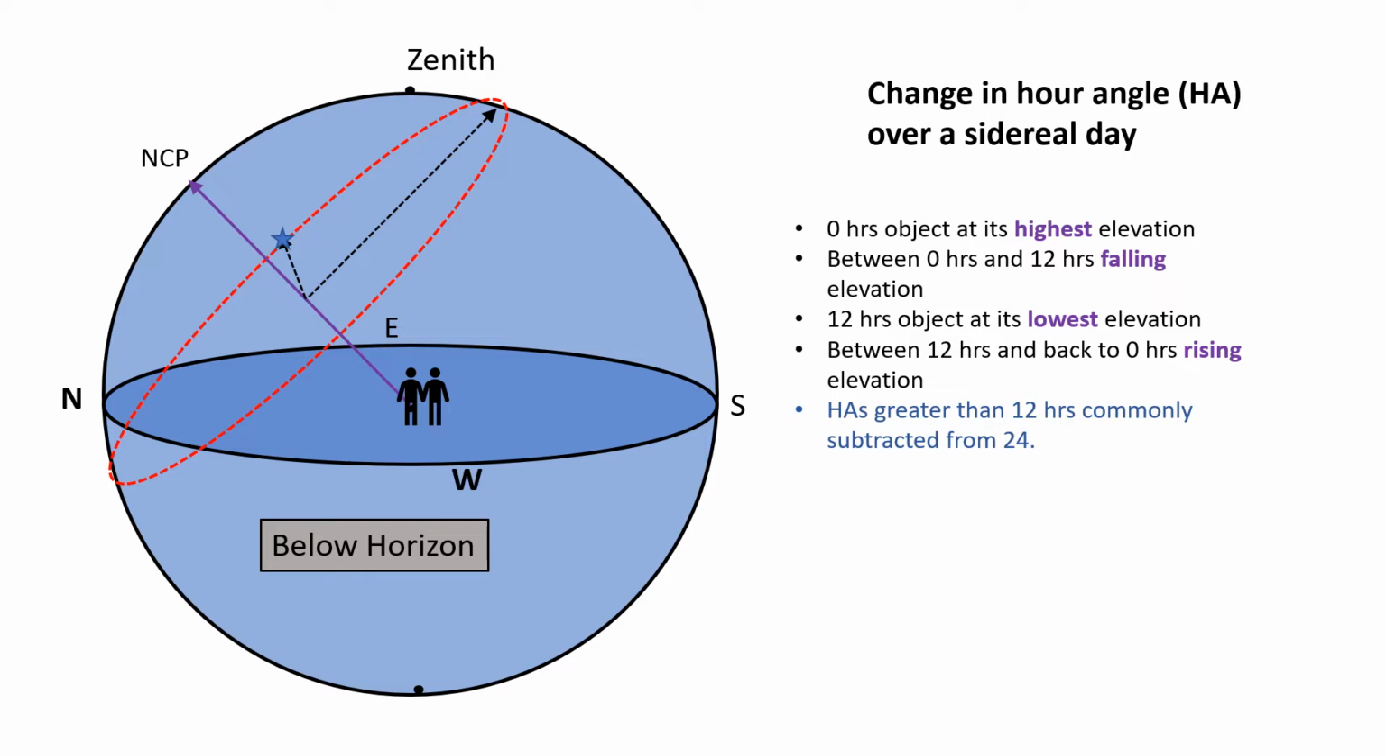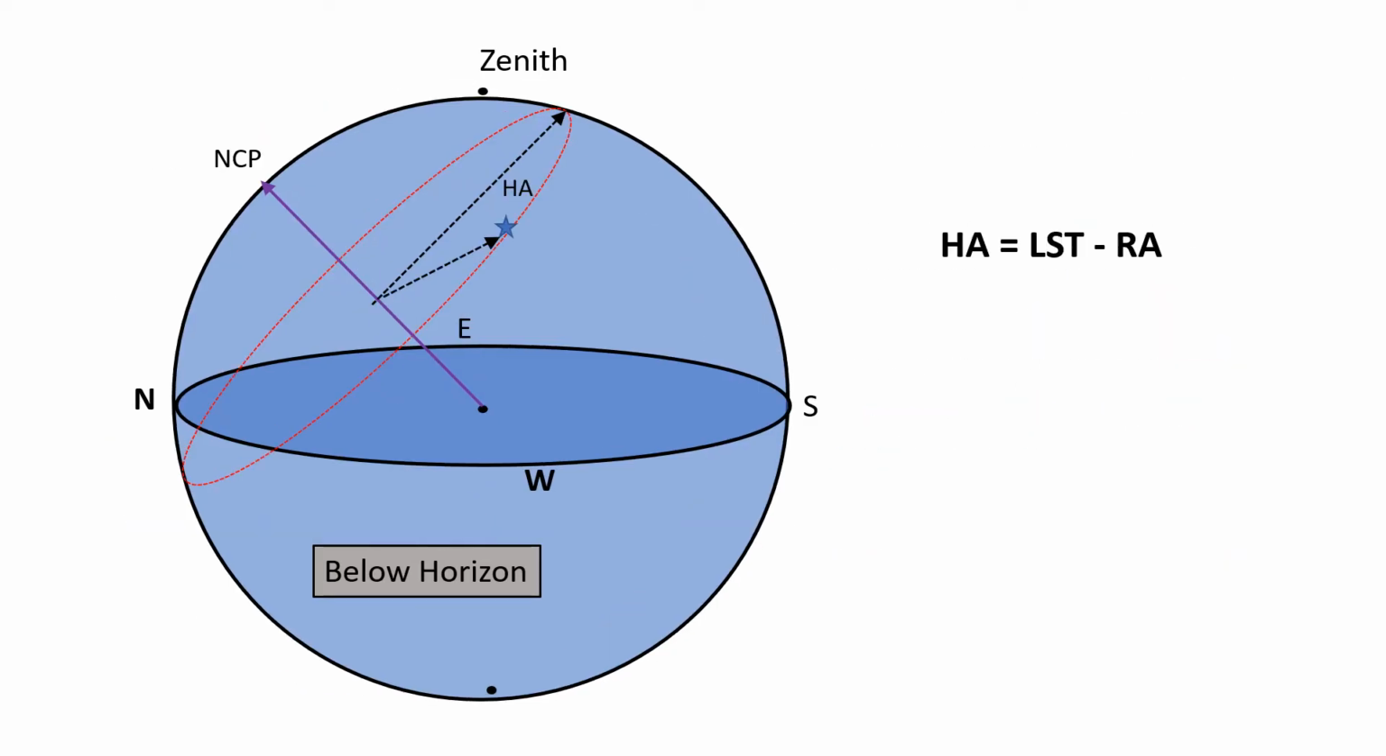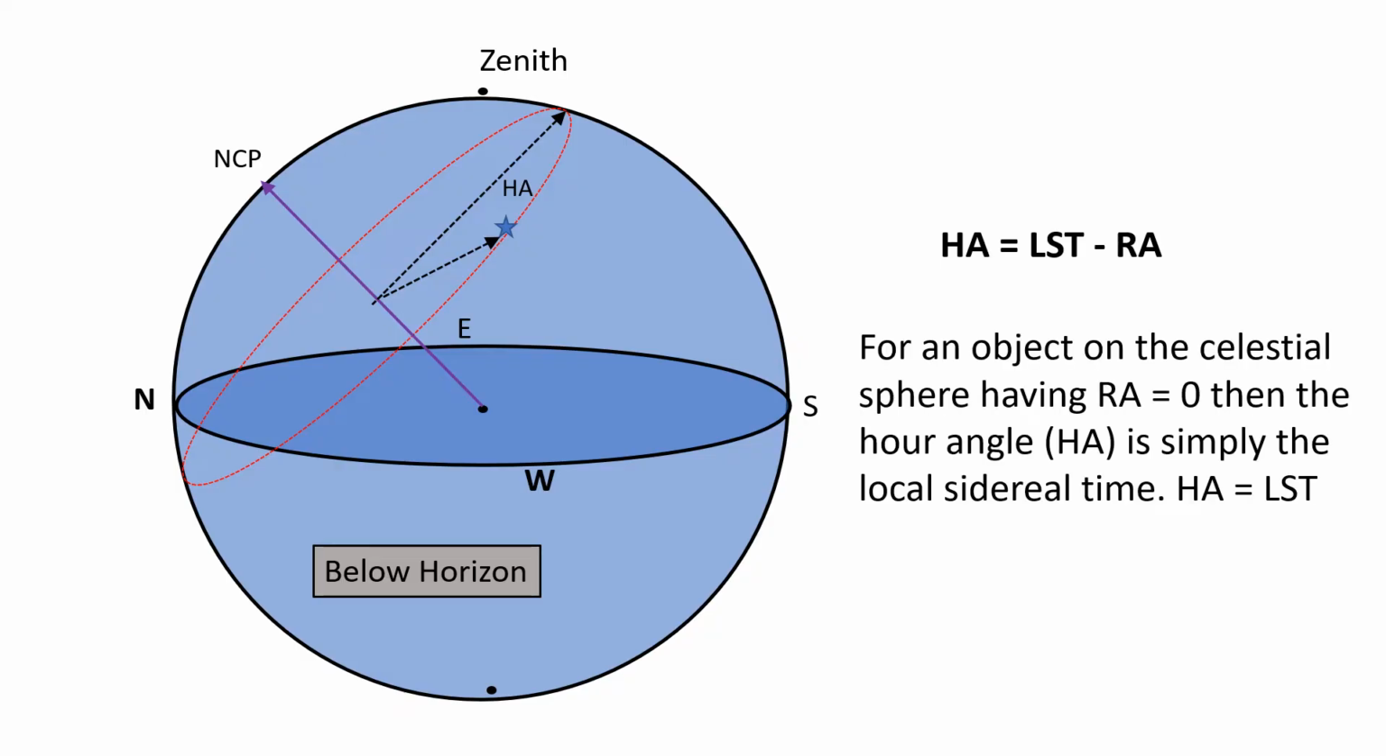Hour angles of greater than 12 hours are commonly expressed as a value subtracted from 24. So instead of saying an hour angle of 21 hours, we say an hour angle of -3, 3 hours to midnight. Instead of saying an hour angle of 22:30, we say an hour angle of -1 hour 30 minutes to midnight. The hour angle is quite simply the local sidereal time minus the right ascension. So if anywhere with zero right ascension on the celestial sphere, the hour angle is equal to the local sidereal time.